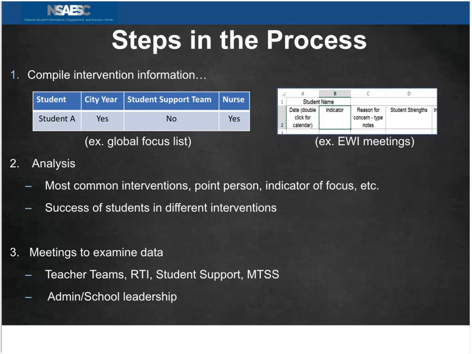And then you also want to always note and share the success of students in the different interventions, because sometimes those same interventions can be used over and over again for different students who are struggling with the same challenges or barriers. And then lastly, you want to plan an actual meeting where you examine this data, whether that's through teacher teams, RTI, or MTSS meetings, or even with your administration and school leadership. Because what you want to determine is, are the interventions working? Are they making an impact? And what does implementation versus impact look like?